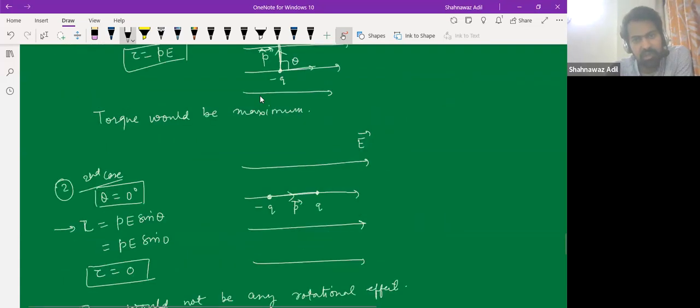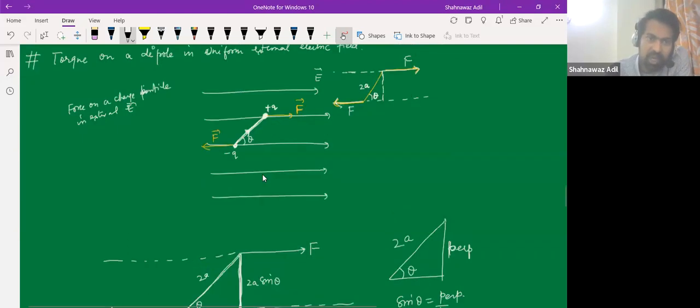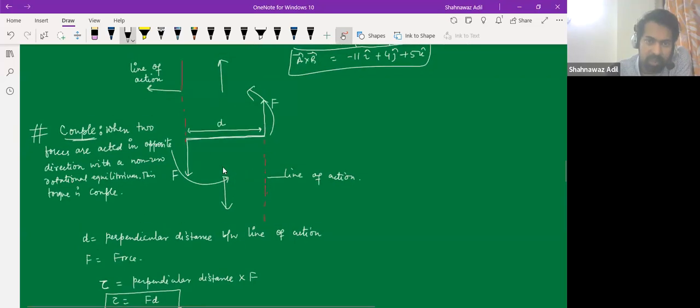So torque on a dipole we have done. Remember, this is a very important quantity. Torque is P cross E, so that is related with dipole moment and electric field. So you guys please note down from here, please note down from the couple part because you guys need it.